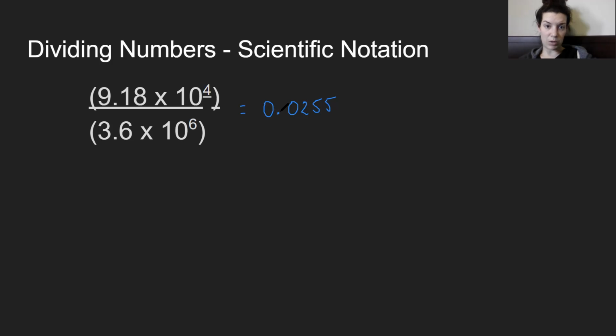Okay, my decimal point started here. I want it behind the first non-zero integer. That's right there. So 1, 2. Okay, 2.55 times 10. I started off with a number smaller than 1, so I'm moving the decimal to the right. That means I'm going to have a negative exponent.